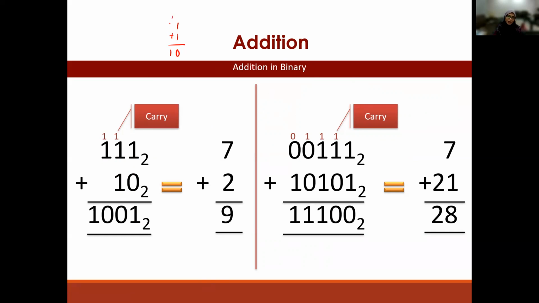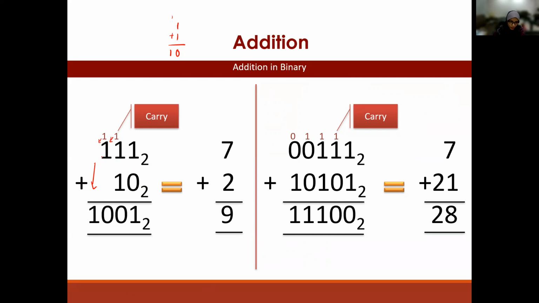The carry we put up there. So 0 here, and then we have 1 carry. Then 1 plus 1 is 0, and we have another carry here, 1. So 1 here, you carry, we don't have to add anything, we just put it down here. We get 1, 0, 0, 1.